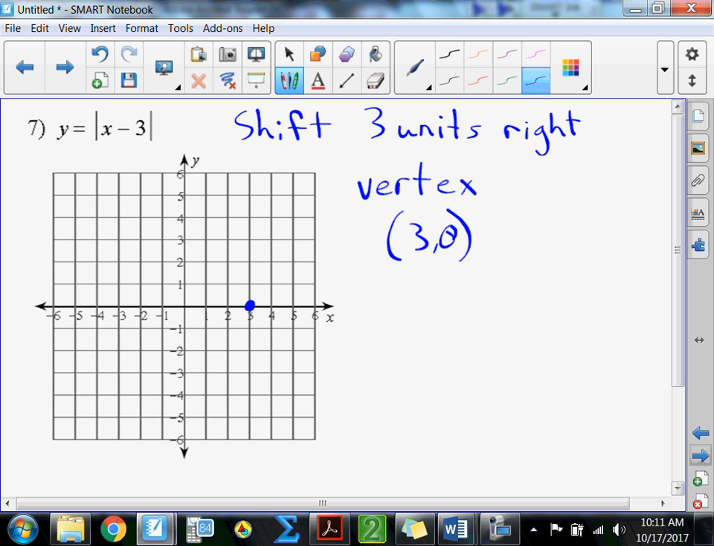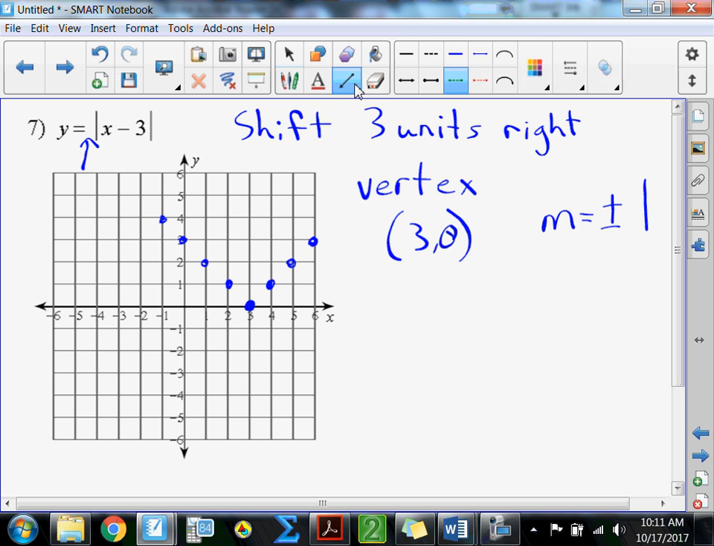I start with my vertex. We went 3 units to the right. Then I look in front to see what my slope is. There's no number there, so my slope is going to be positive and negative 1. So I'm just going to do like the parent function, up 1 over 1 to the right, up 1 over 1 to the left, and draw my graph from there. And there's my graph, y equals absolute value of x minus 3. You can go to desmos.com and type these in to check them. You can also look at the answer key that's provided online.